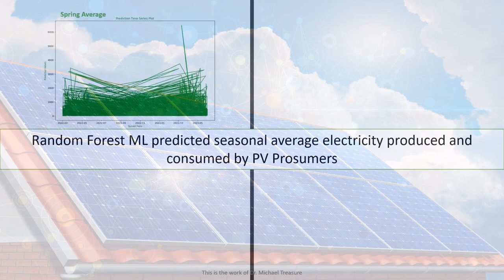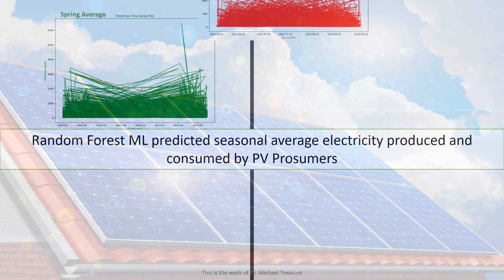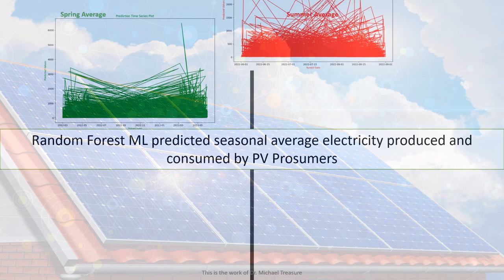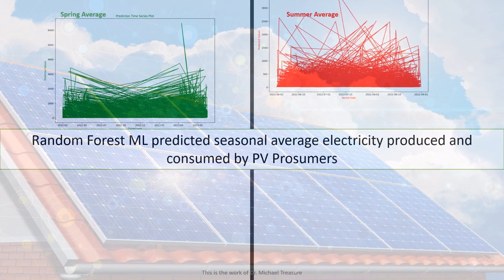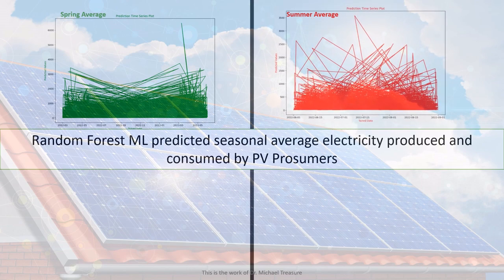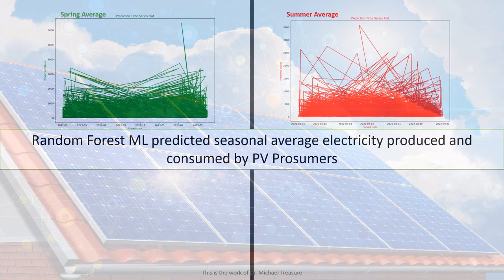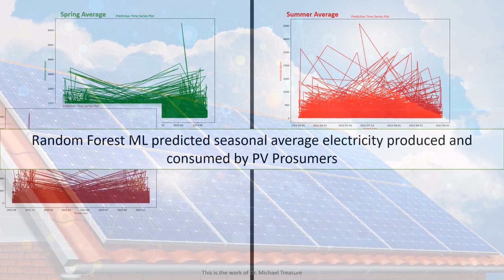The second chart shows the distribution of the predicted average values for the summer season. The third chart shows the distribution for the fall seasons. And the fourth chart shows the distribution for the winter seasons. We observe that from season to season, the distributions are different. The peak average values are different. The average peaking clusters are different.